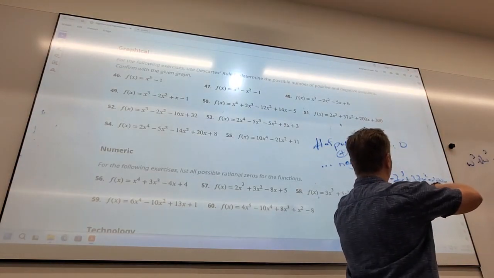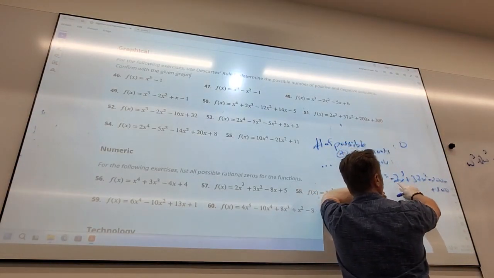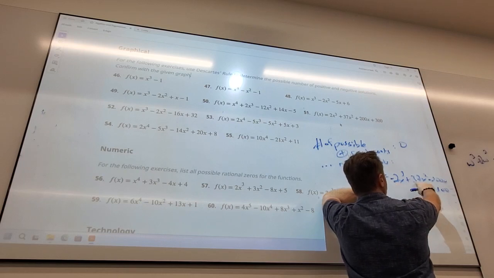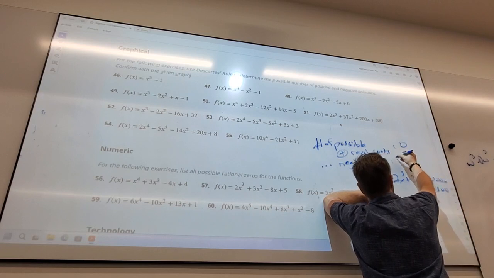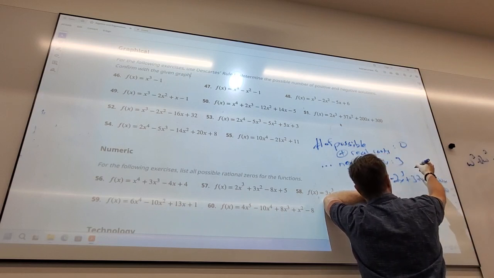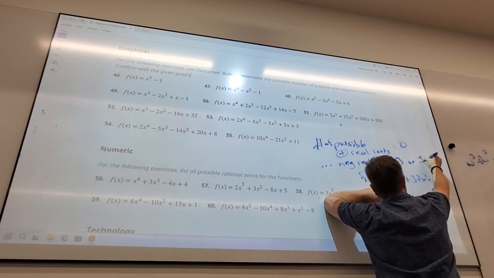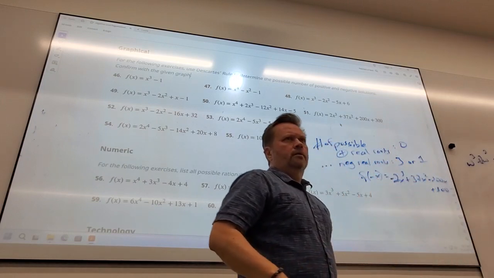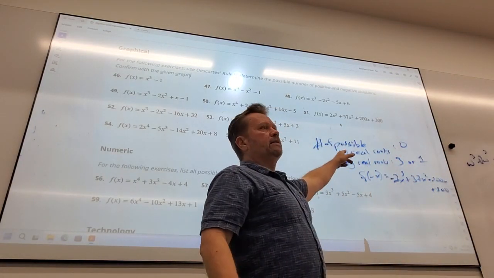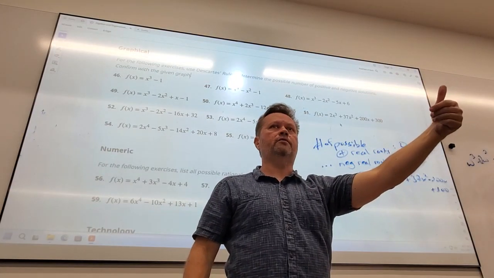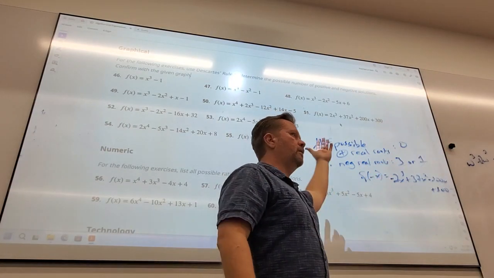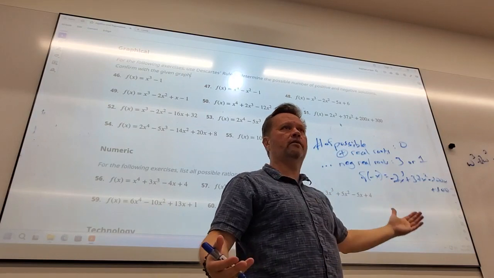How many negative real roots are there? How many sign changes are there? 1, 2, 3. So there's 3 or 1. So obviously this one kicks ass, because whatever the list would be, I can cut it in half, because I can throw out all of the what? All the positives. I can throw out all the positives. That cuts my list in half, right?